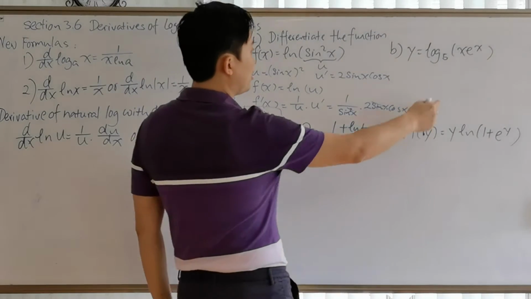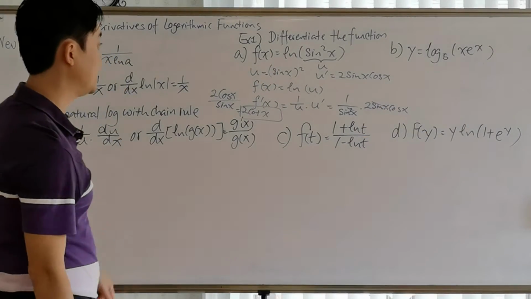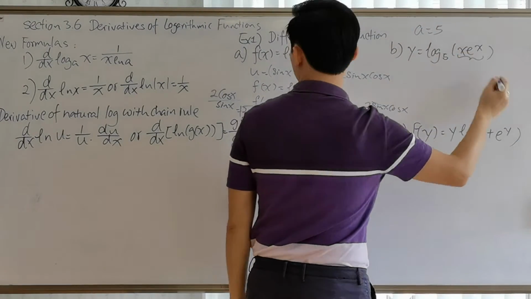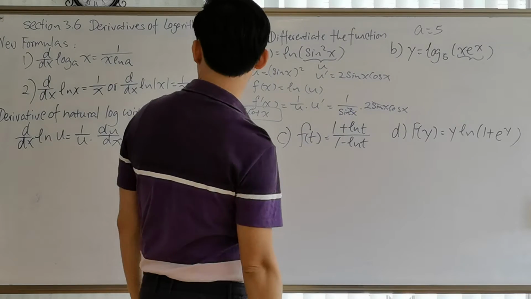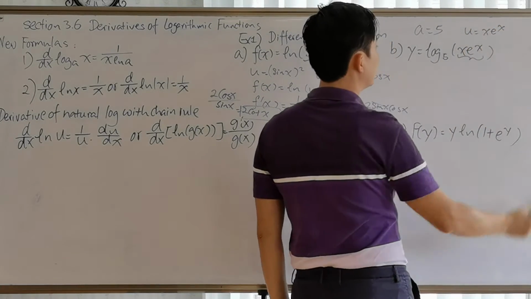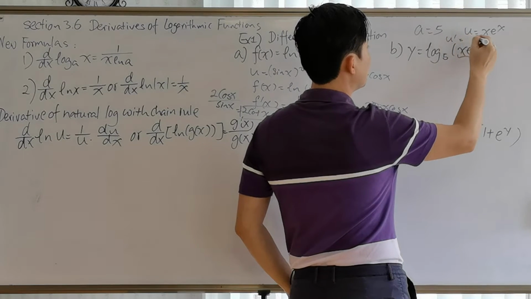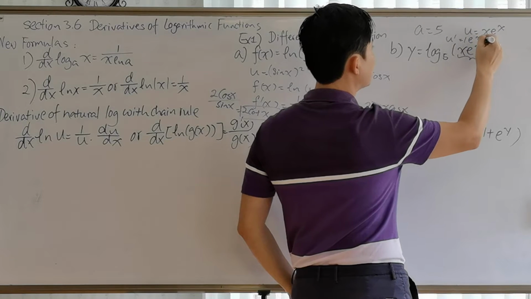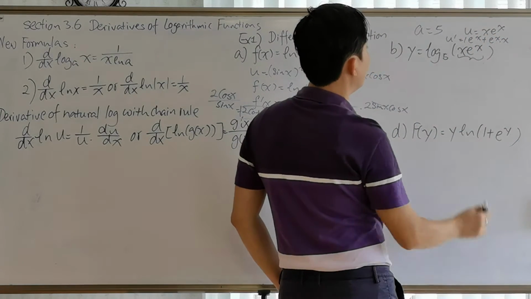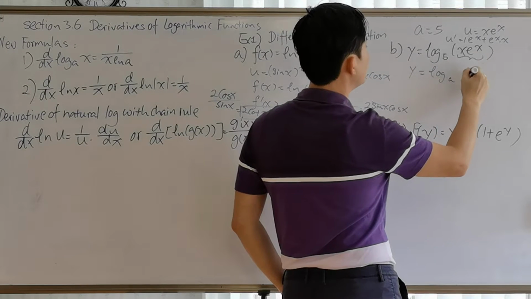And now what about part B, compare and contrast? So this one, obviously, the base is a. You can always do it this way. Again, for the inner function, x e to the power of x, you can say that this one is u. So using the product rule to find u prime, u prime would be 1 times e to the power of x plus e to the power of x times x. And then rewrite it using log base a of u.